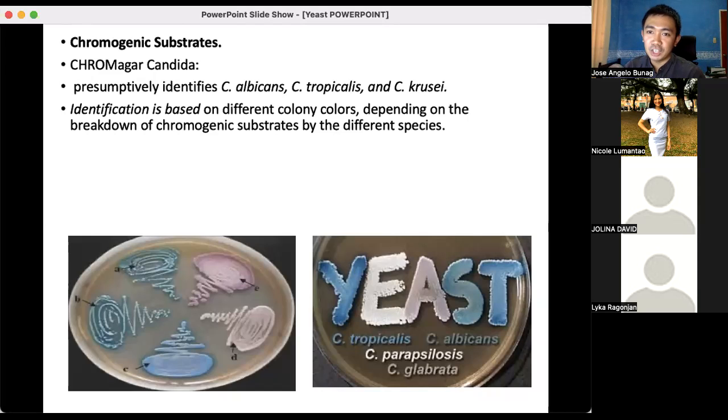So the identification is based on the different colony colors depending on the breakdown of chromogenic substrate by the different species. So please do take note, for Candida albicans, yellow-green to blue-green colonies, because there is a production of color change, and this is a chromogenic culture medium with chloramphenicol as inhibitor.